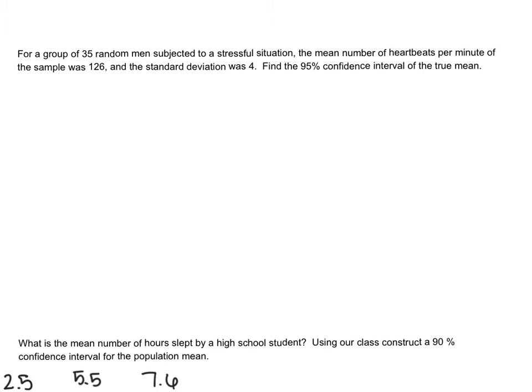Our first example says: for a group of 35 random men subjected to a stressful situation, the mean number of heartbeats per minute of the sample was 126 and the standard deviation was 4. Find the 95% confidence interval of the true mean.